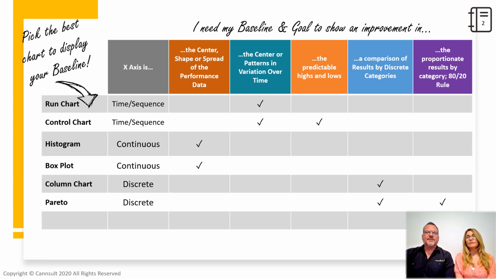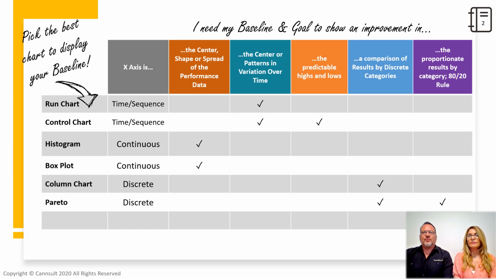We've put together this simple table to give you some prompts for choosing the right chart for you. Each of the charts that we've covered are listed in the first column. Across the top are a few key points. First, let's look at the x-axis of the chart. If you're using a run or control chart, the x-axis along the bottom will be some measure of time or sequence. So hours, days, day of the month, of the year, whatever makes sense to your project.